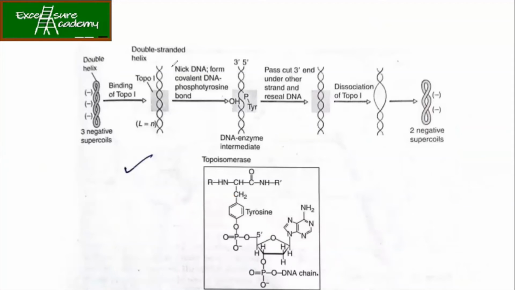Sorry, look at the double helix over here. So what you see, you have got 3 over here. Okay, now binding of the topoisomerase 1. So it is coming and it is binding over there. It is making a cut.